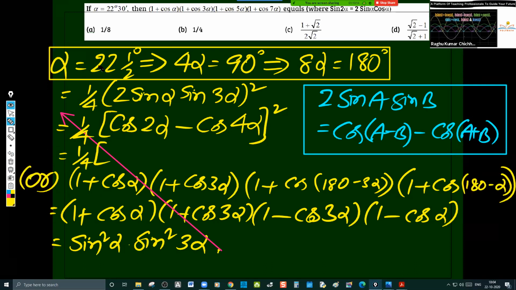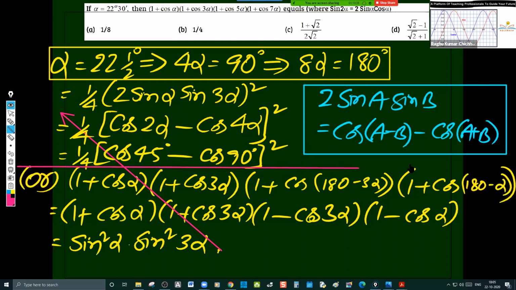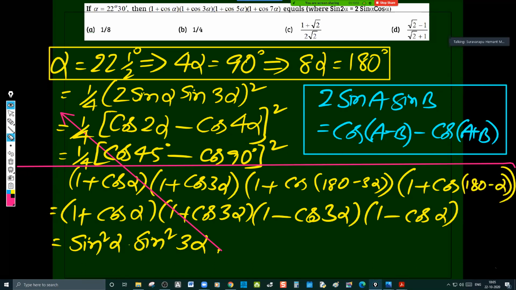Come on, substitute in place of alpha 22.5 degrees. This becomes cos 45. Instead of this, cos 90 whole square. Now you must respond what is the answer, because I did everything there. You tell me the final answer now because I simplified everything. 99% finished. So that's 1 by 4 into 1 by 2, 1 by 8. That's it.